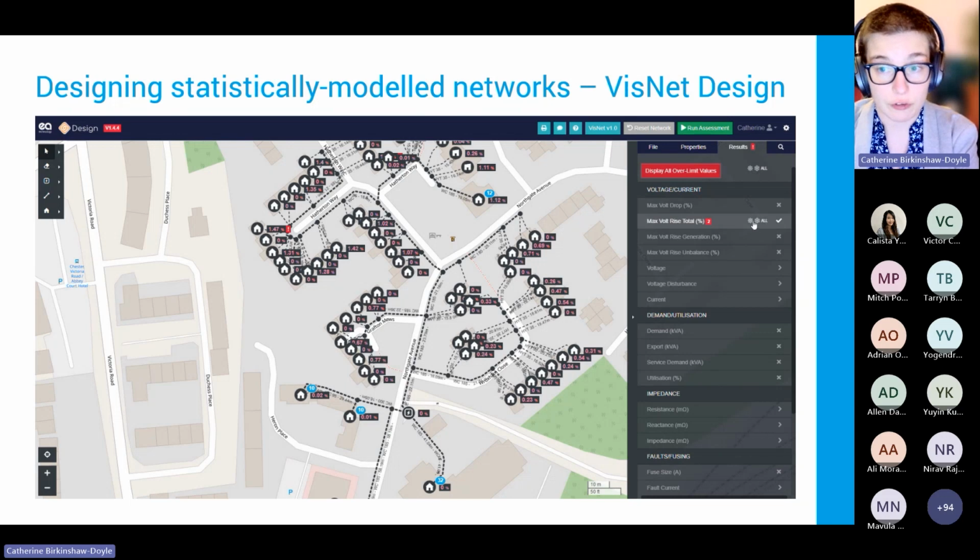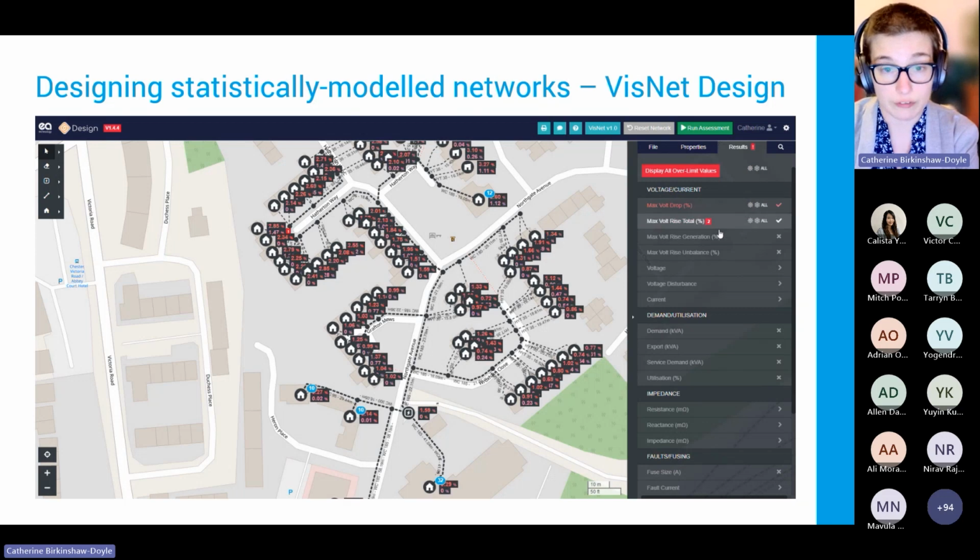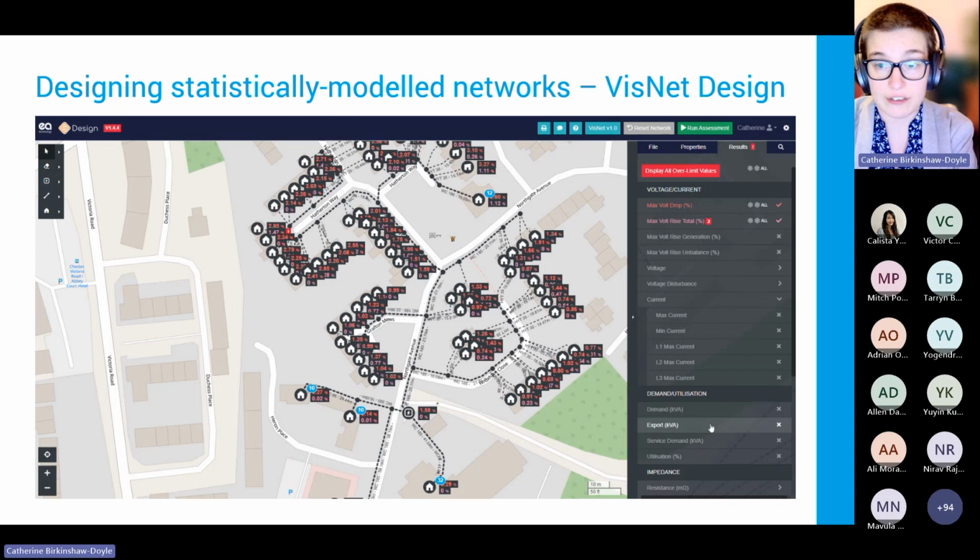You can also filter results by summer, winter, or overall worst case, as VisNet Design models summer and winter in full detail in order to capture all the potential worst case scenarios for a network. And you can display all of the different results as customizable as you like when you're building a model.